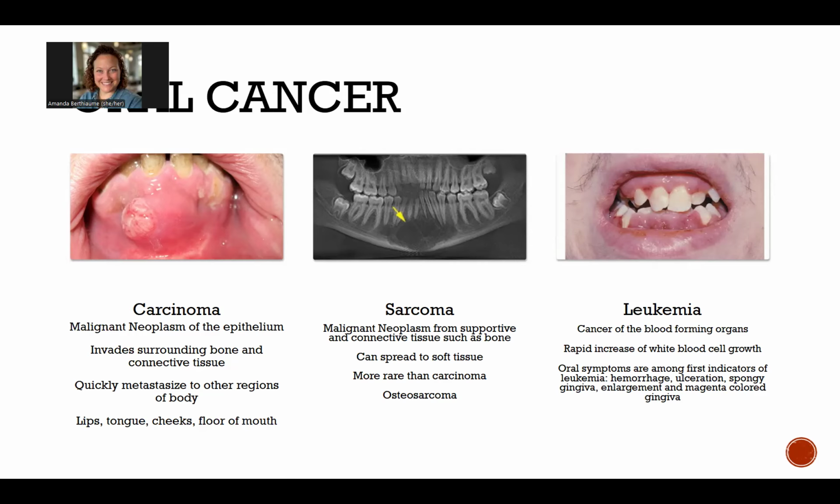Leukemia is cancer forming in the organs, right? So it increases white blood cell growth. You're going to see this gingival hyperplasia. You can see just over the teeth, you can barely see the teeth because the gums are so inflamed because of the leukemia and the white blood cells.